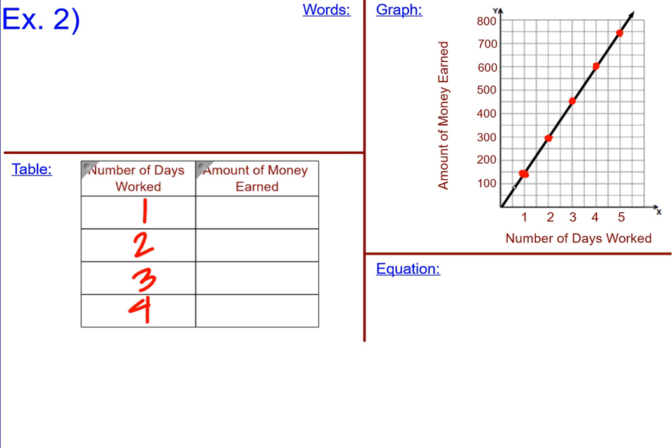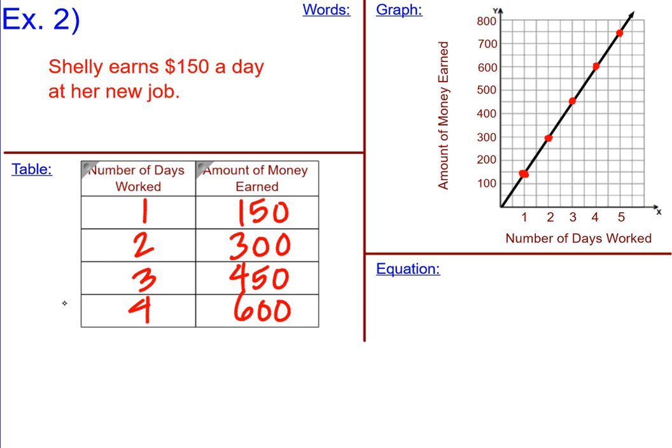The amount of money earned, I could see after 1 day, I have $150. After 2 days, there's $300. After 3 days, $450. And after 4 days, $600. So we can see that there's something going on. Let's write those words. What could be happening? So here's my story that matches this, that Shelley earns $150 a day at her new job.